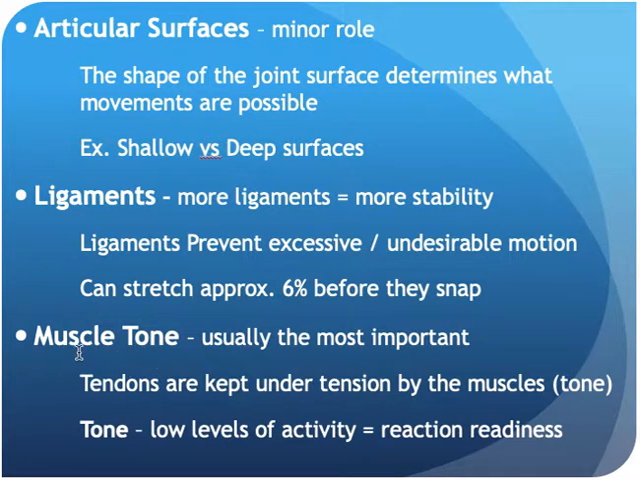Okay, the third one, and again, one of the most important ones to understand, is that muscle tone is going to give you a lot of stability. Usually the most important one, your tendons are kept under tension by your muscles, and that tension is going to provide stability to the joint. So tone is low levels of activity, and this is going to increase this reaction readiness. What you want to think about with your muscles is, if I keep my muscles really, really strong, they're going to take a lot of stress off of my joints. But the one thing that happens with muscles is if they're not strong enough, or they fatigue, or they get injured, we lose this part.